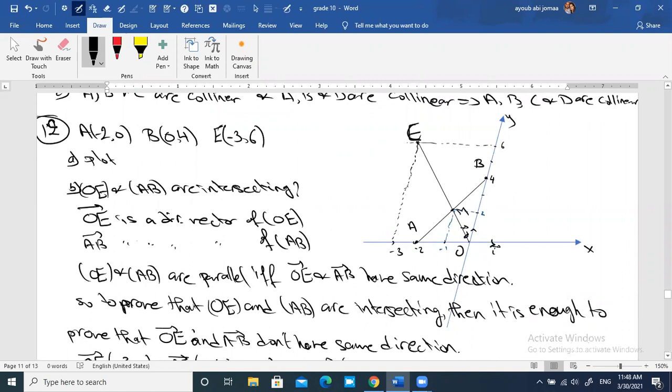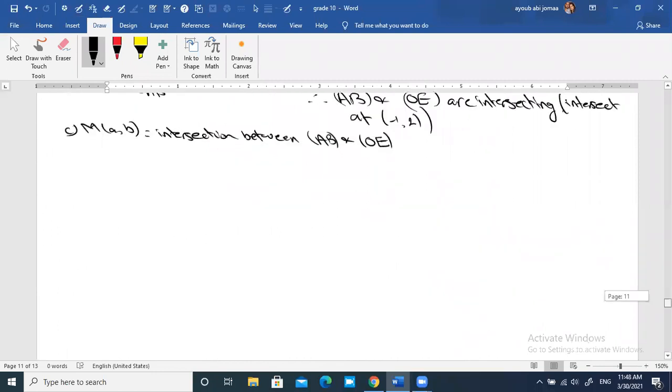Okay, I said OM and OE have the same direction. Very good. Or you can use OM and OE are collinear, which will be equivalent. I'm going to write your method. So here you can write OM and OE have the same direction, since it's very clear.